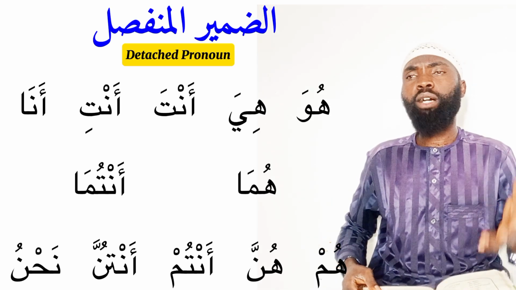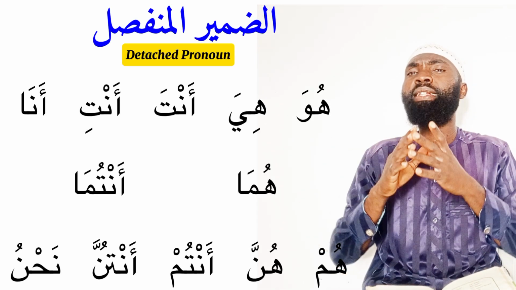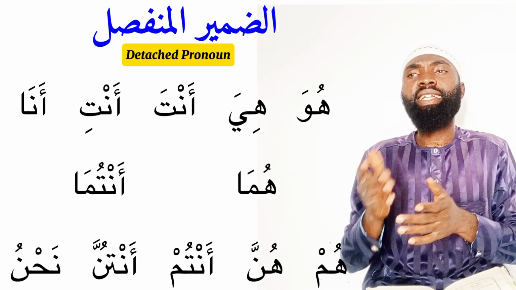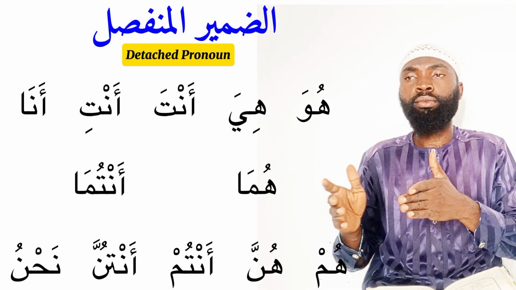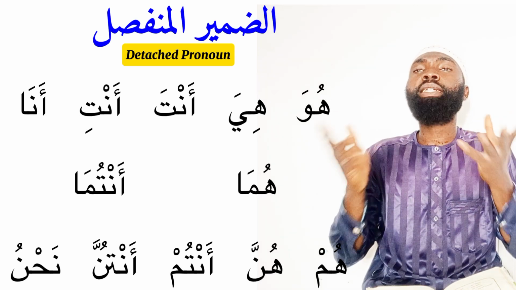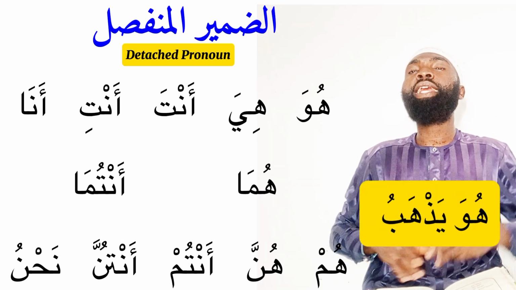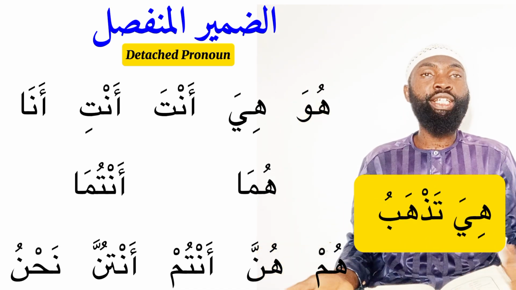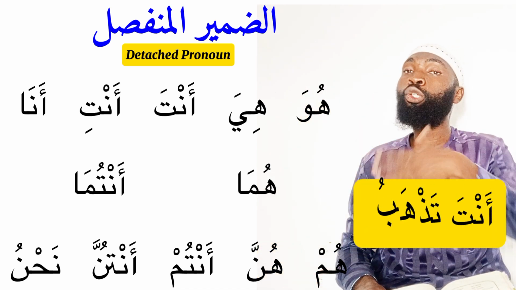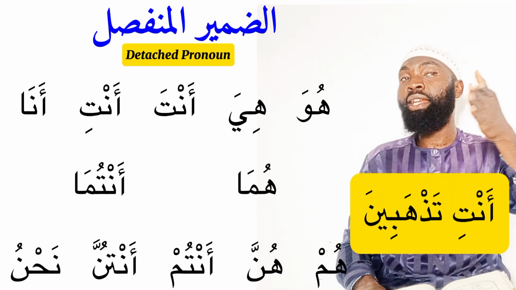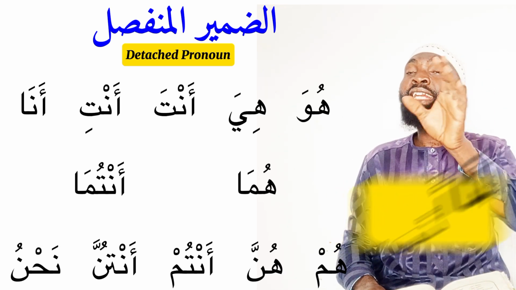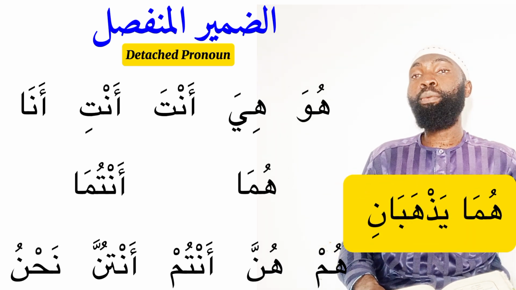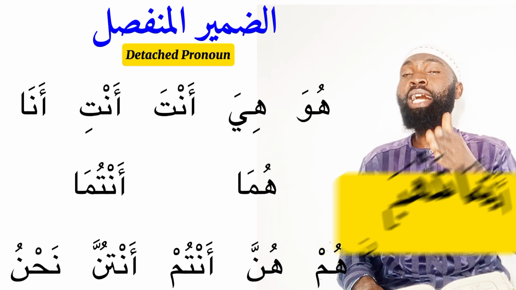Now, these pronouns, you can use them to begin sentences, especially in the nominative case, because they can stand alone. Let me give you some examples. I can say, huwa yadhhabu, he is going; hiya tadhhabu, she is going; anta tadhhabu, you are going; anti tadhhabina, you female are going; ana adhhabu, I am going; huma yadhhabani, both of them are going; antuma tadhhabani, both of you are going.